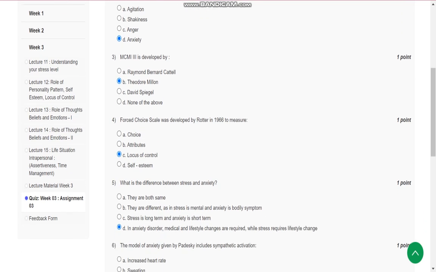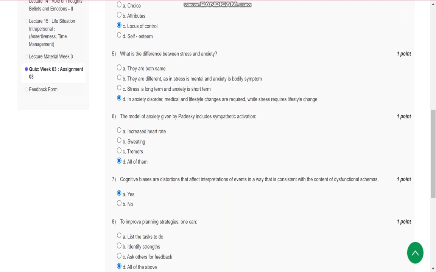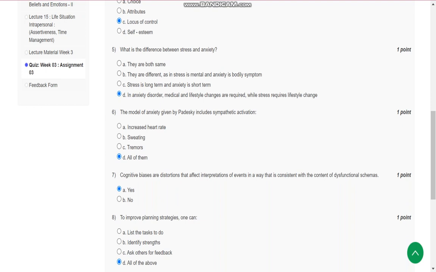Question number 3 is, MCMI-triple is developed by Theodore Millon. Then question number 4 is, Force Choice Scale was developed by Rotter in 1966 to measure what? Locus of control. Question number 5 is, what is the difference between stress and anxiety?